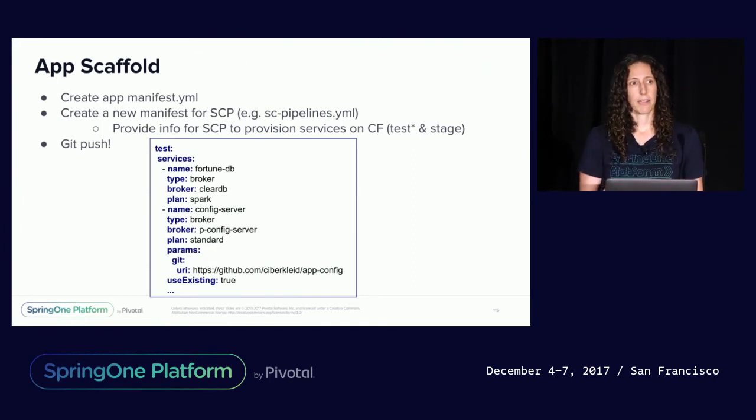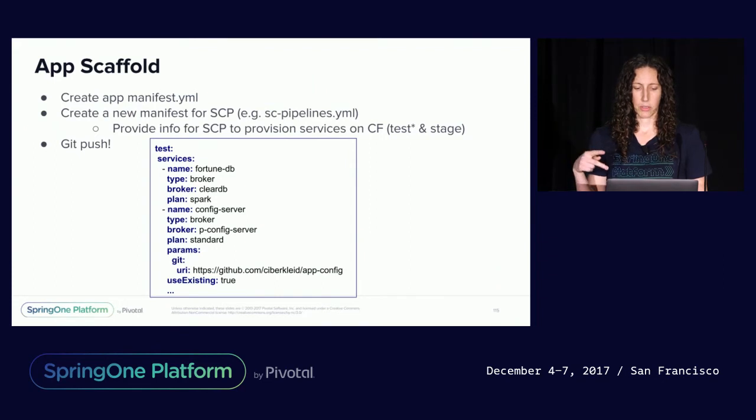So this second manifest is specific to Spring Cloud Pipelines because in the application manifest for Cloud Foundry, you have a list of services, which is just a list of logical names, right? Fortune database, config server, but that's not enough for the pipelines to know what kind of CF create service command or CF cups command to generate from that. So we provide a second manifest that has all of that information.